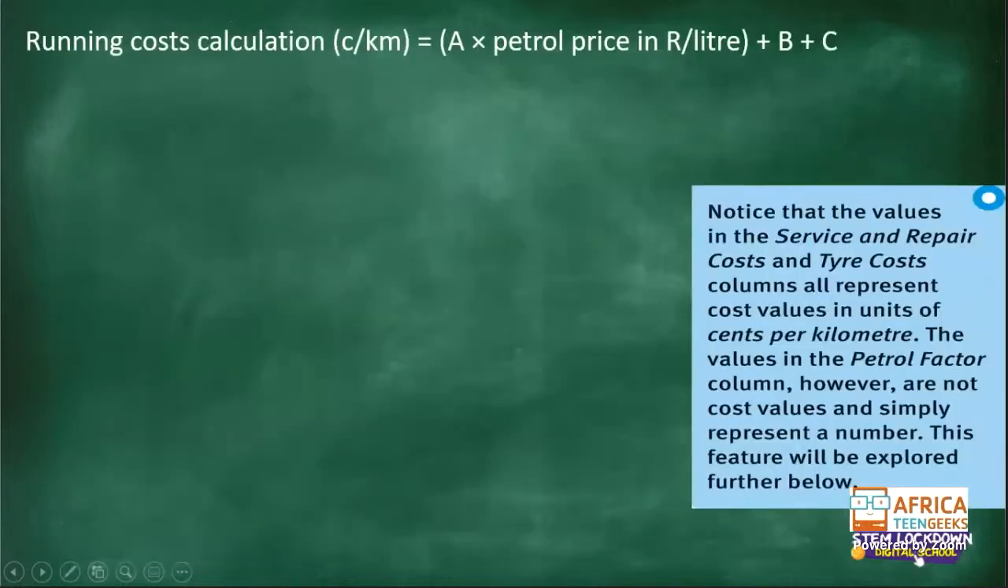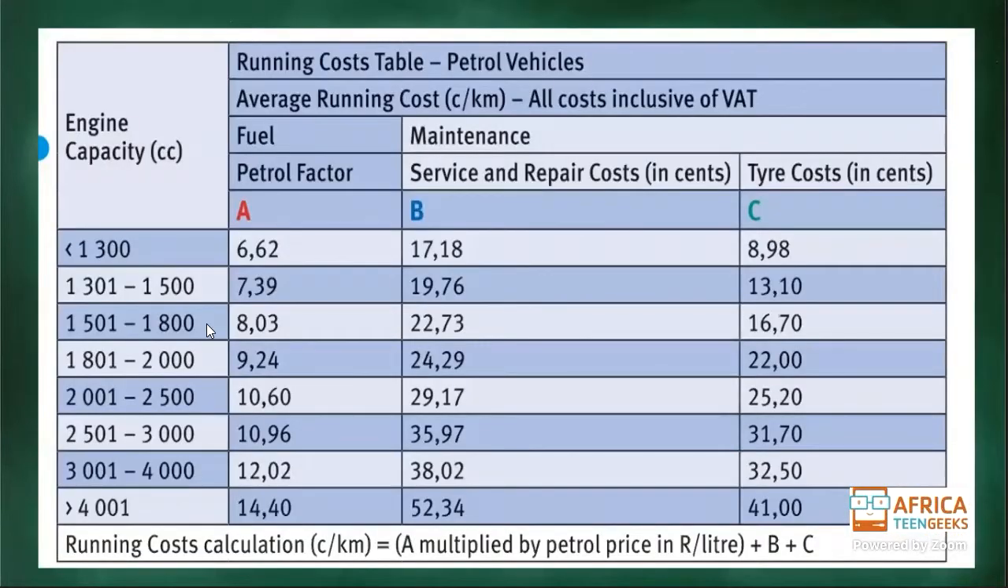Now, the values in the petrol factor column, however, are not cost values, and simply represent a number. This feature will be explored further as we go down. So I'm talking now about the fuel factor. These are not cents. This is just a number. We call it a factor. That is the petrol factor. So you multiply the actual cost per liter with this petrol factor, as you will see in the example that will follow.